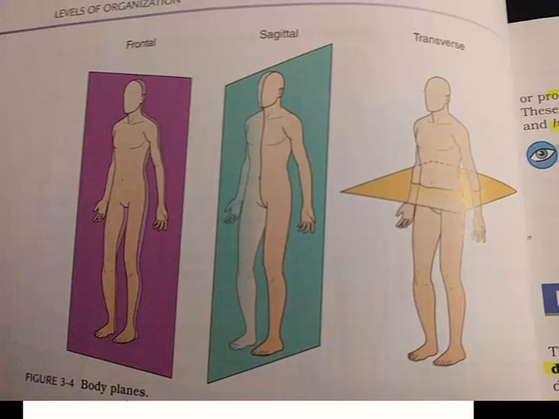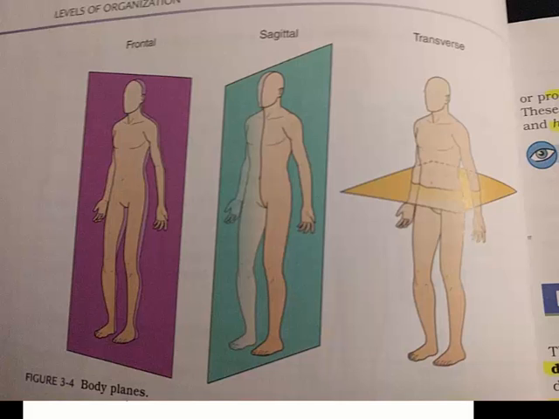The frontal plane divides the body into front and back, the coronal plane. When the motion occurs in a horizontal direction or produces rotation of a body part, it is moving in the transverse plane. This would be good to check out. It's on pages 51 and 52.